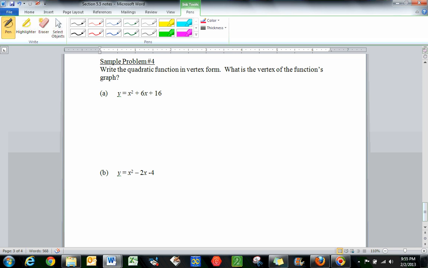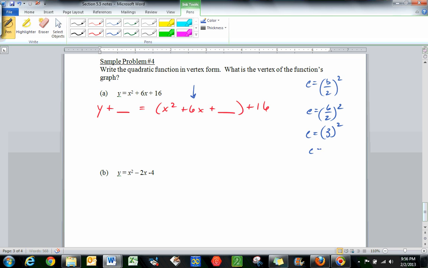Alright, so let's take a look at this. I'm just going to create some space for myself, and I'm going to say y plus some value, and x squared plus 6x plus another value, and I'm just going to kind of move that 16 out of there. Now, if we recall, the completing the square process is b over 2 squared. So the b in this case of the trinomial that we're trying to complete the square for is 6. So 6 over 2 squared, which is 3 squared, and c equals 9.